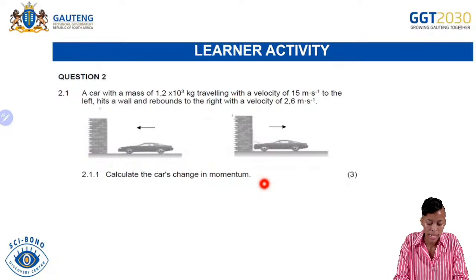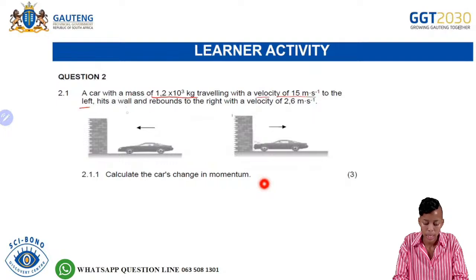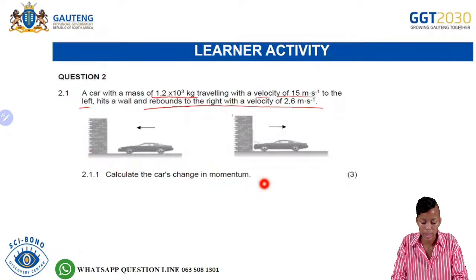Okay, so let us have a look at this activity together. It says here, a learner with a mass of 1,2 times 10 to the power of 3 kilograms is traveling with a velocity of 15 meters per second. In which direction? To the left. That is very important. Then it says hits a wall, and rebounds to the right with a velocity of 2 meters per second.